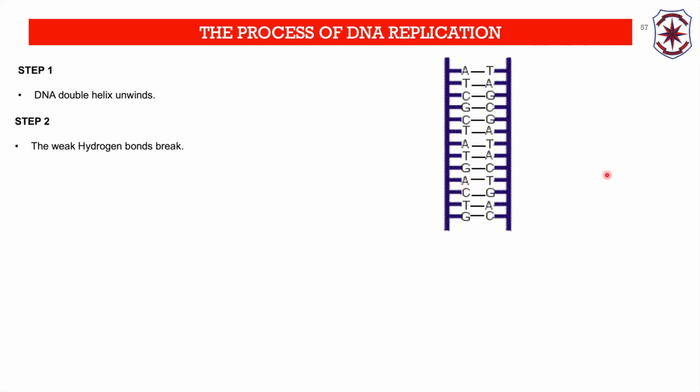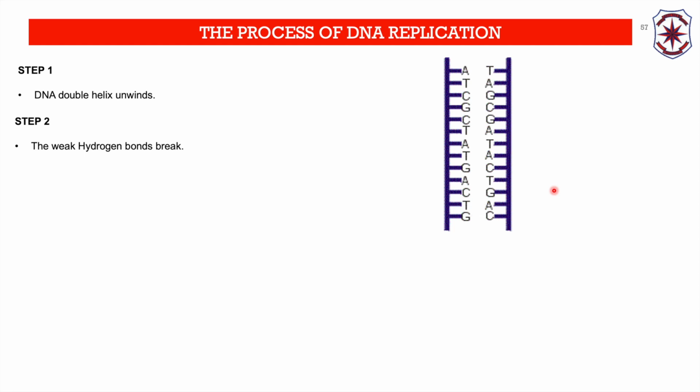Step number two is that the weak hydrogen bonds break. Now, remember, DNA has two strands. The left strand is there, the right strand is there. These two strands are joined together by weak hydrogen bonds in the middle over there. So step number two, the weak hydrogen bonds break. Check what is happening to the weak hydrogen bonds. They are breaking, as you can see. Remember that the weak hydrogen bonds are the ones holding the two strands together.